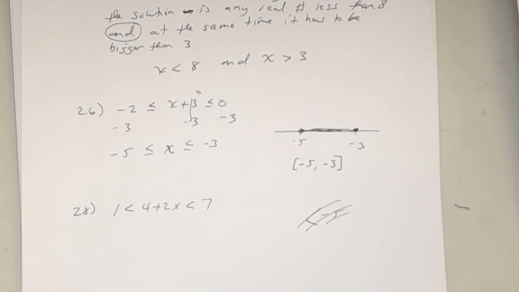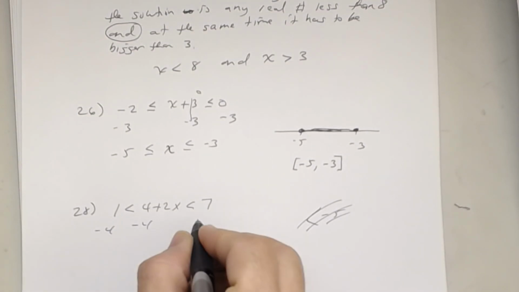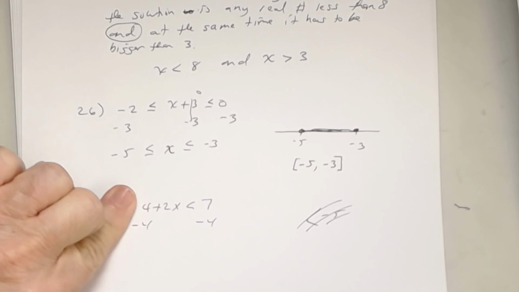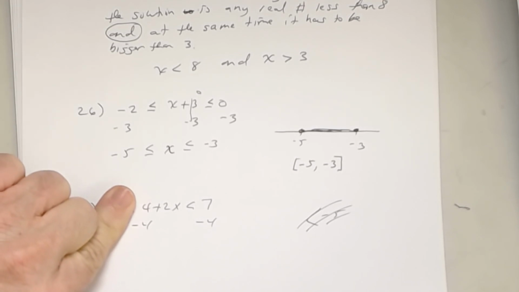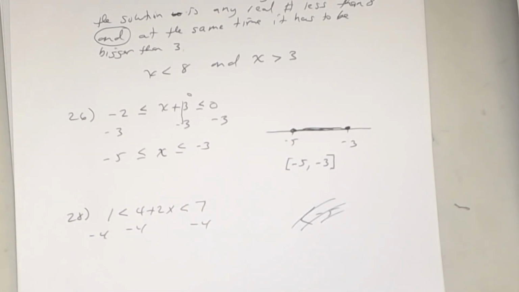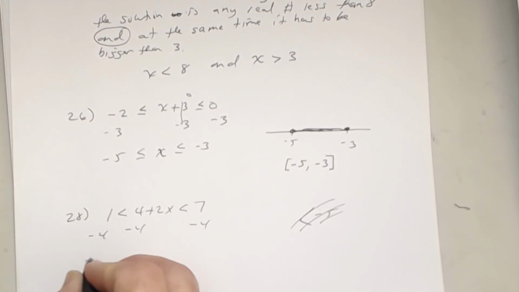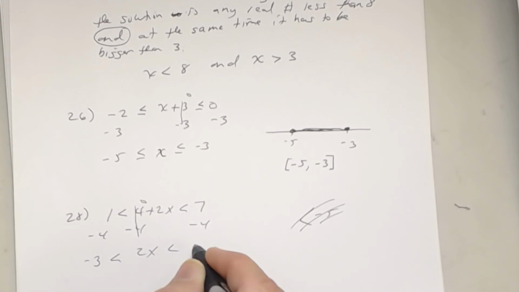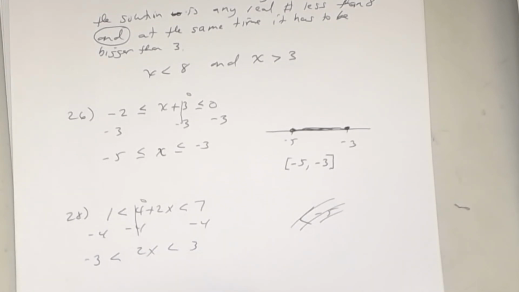Subtract 4 from all parts. Subtract 4, subtract 4, subtract 4. It kind of makes sense, because if this was covered, that's what you would have done in the last test. Combine like terms. 1 and a negative 4, negative 3 is less than 2x is less than 3.